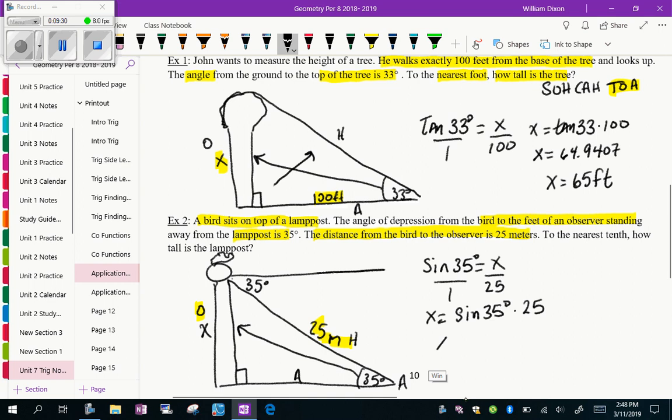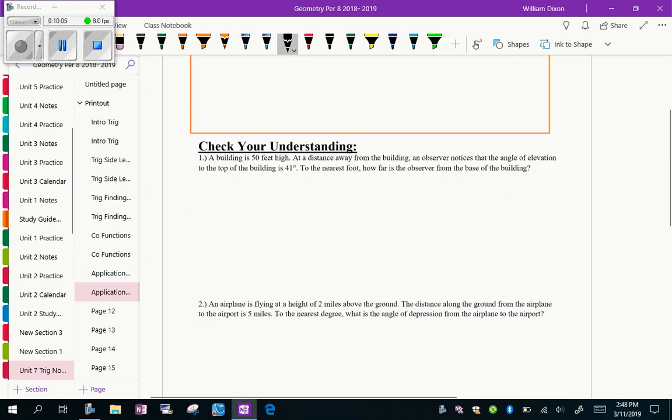When I put that in my calculator, it gives me an answer of 14.339. All right, and then I need to find this to the nearest tenth. Very important that we answer the question. All right, to the nearest tenth. So my answer is going to be 14.3 meters.